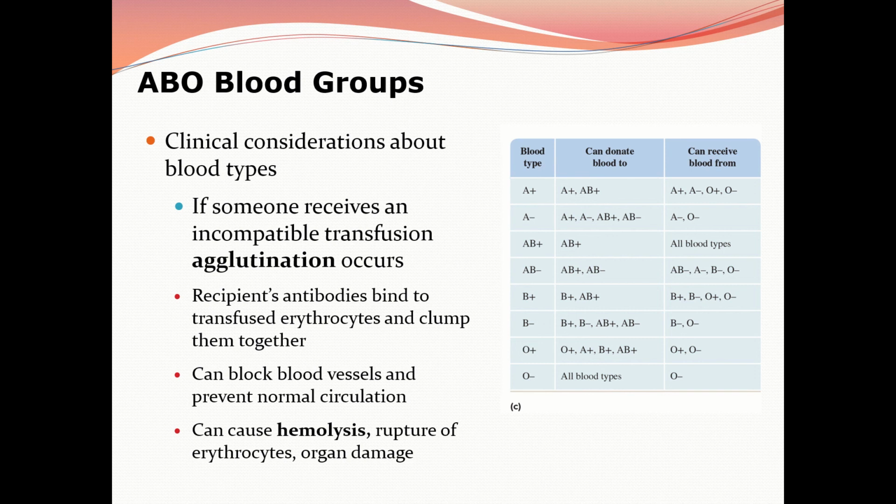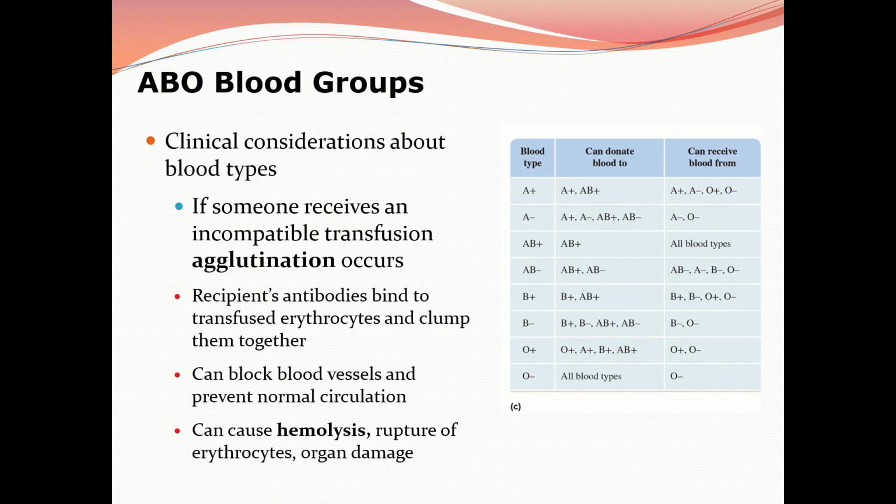Clinical considerations about the blood type. If someone receives an incompatible transfusion, agglutination occurs. What happens in agglutination is that the recipient's antibodies bind to transfused erythrocytes and clump them together. This can block blood vessels and prevent normal circulation. It can cause hemolysis, or the rupture of erythrocytes, and can lead to organ damage.